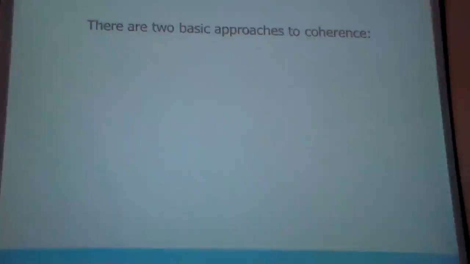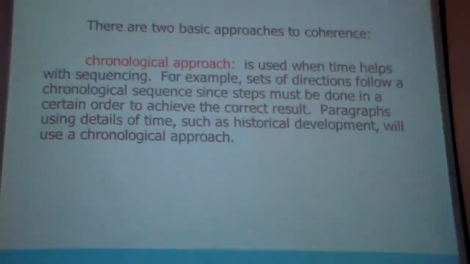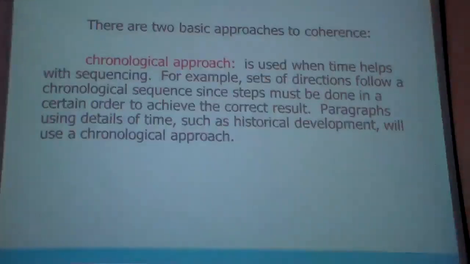There are 2 basic approaches to coherence. Chronological approach. What's the meaning of chronological? Chronological approach.